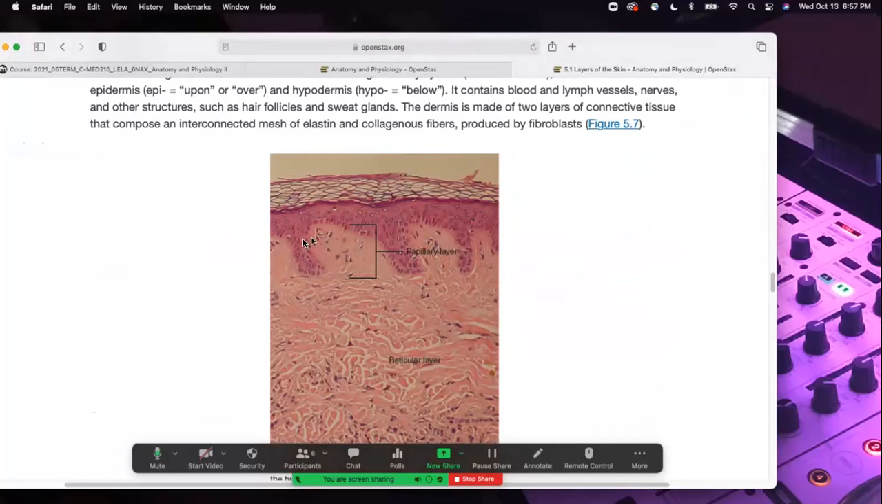Dermis. You have the papillary layer, because you can see here it looks like little fingers that are reaching down into the dermis.